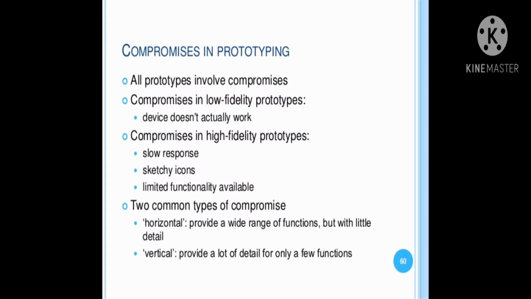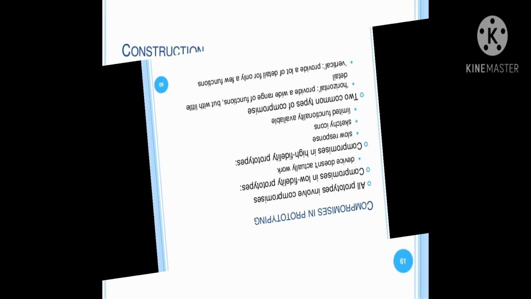Compromises in prototyping. All prototypes involve compromises. Compromise in low-fidelity prototypes: the device doesn't actually work. Compromises in high-fidelity prototypes: slow response, sketchy icons, limited functionality available. Two common types of compromises. First, horizontal: provide a wide range of functions but with little detail. Second, vertical: provide a lot of detail for only a few functions.